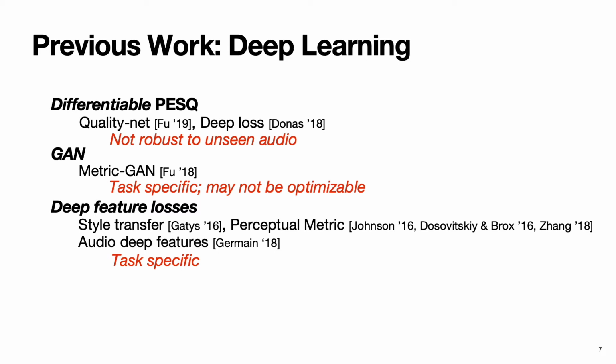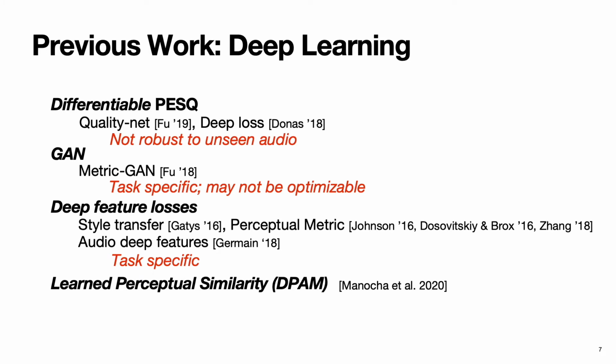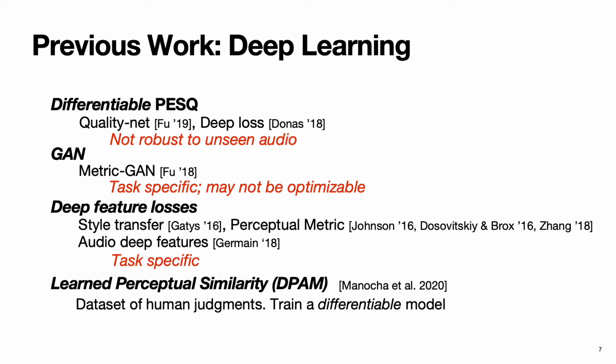Our paper last year introduced a new metric called DPAM, in which we directly trained a model on a large dataset of collected human judgments. The resulting metric DPAM correlates well with MOS ratings across 4 different tasks and can also be directly optimized for as a loss function in speech enhancement. Let's look at it in some more detail.